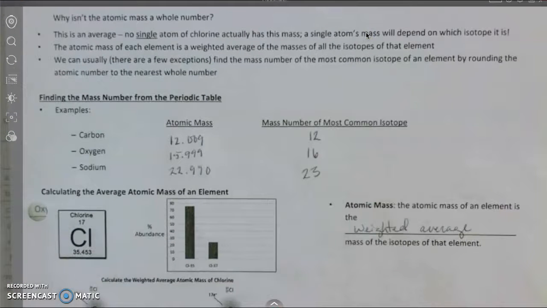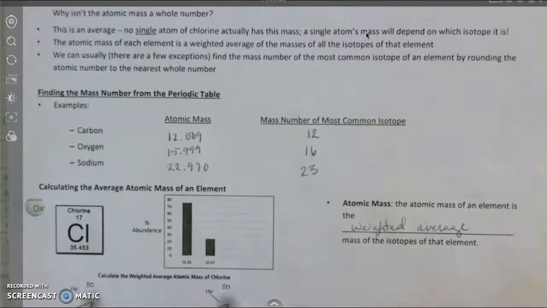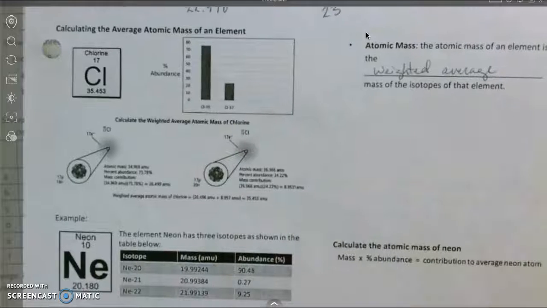All right, so essentially what we're doing is we're going to take the mass number of each of these isotopes, and that's going to give us our atomic mass, like the weighted average of all those isotopes, okay? So here's how it works.